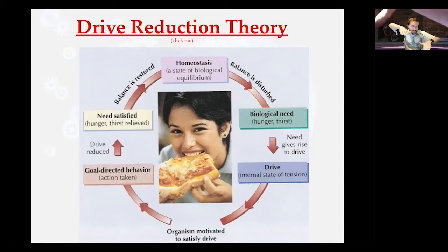This gives rise to a biological need, hunger, thirst, needing to go to the bathroom, whatever, which gives rise to a drive. And so a drive is this internal state of tension. So we create some sort of goal. We're like, okay, we have to go get food or something like that. Then once the drive is reduced, in this case by eating, our need is satisfied and we go back to homeostasis. We're going to watch a video about drive reduction theory now.